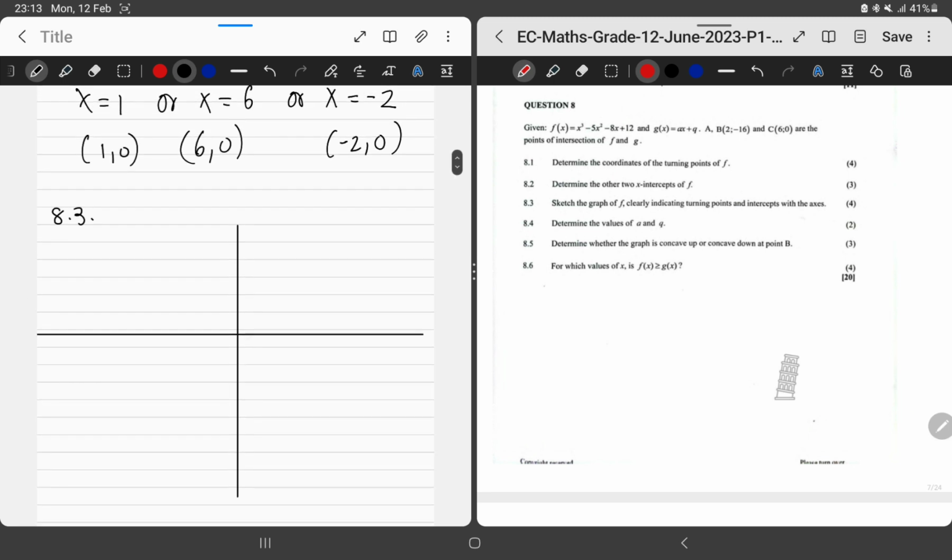Okay, so I'm going to start with the x-intercepts. I have (1, 0) there, and then I have (6, 0) somewhere there. And then I'm going to have (-2, 0).